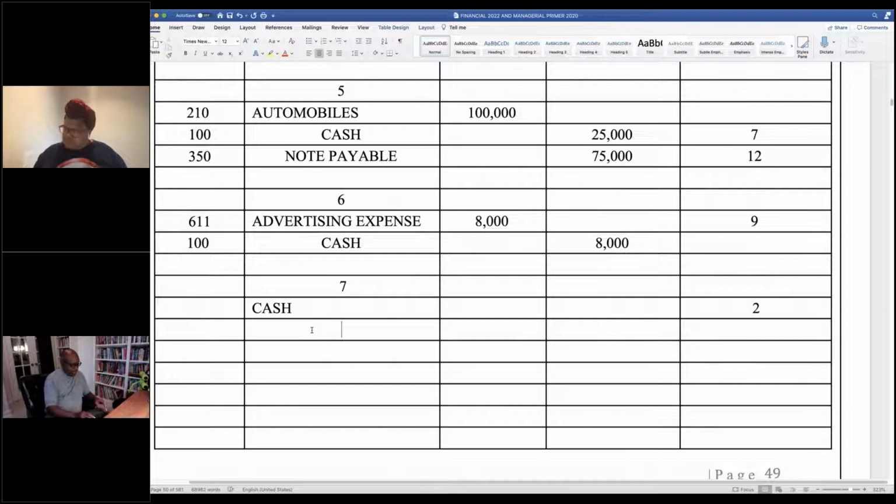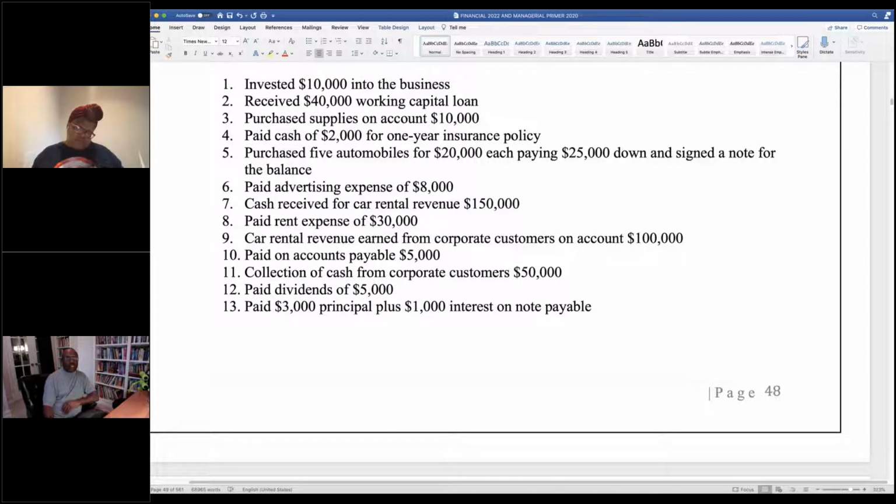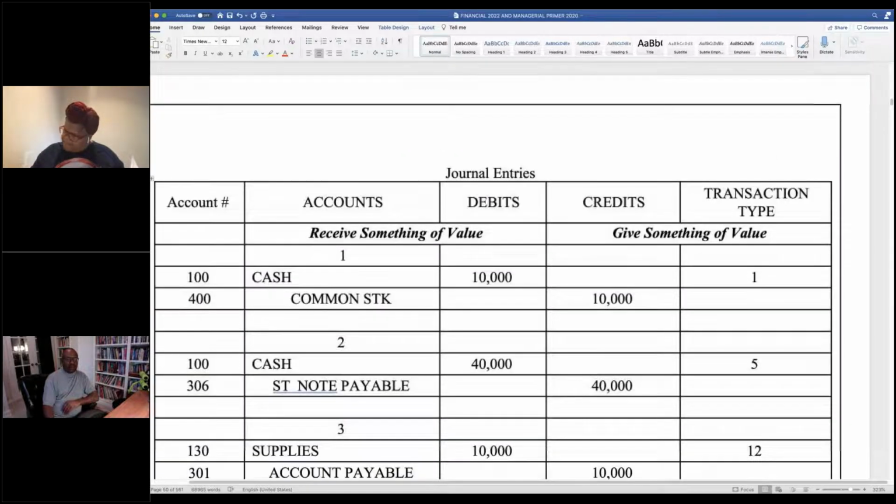So it can be any of those. Let's just use the word sales. It depends on the business. A rental company would be car loan revenue. Account number for cash is what? 100. What's the account number for sales? 500. And what was our amount of sales? $150,000. Yeah, we'd be excited about that.